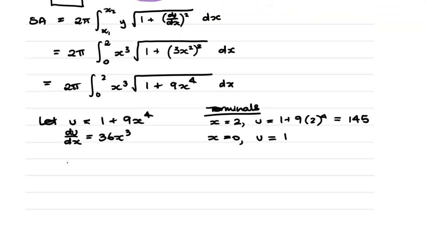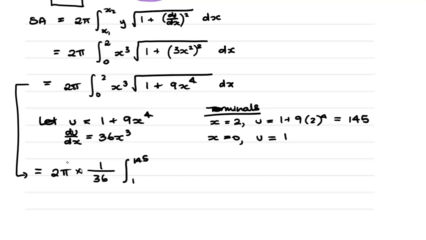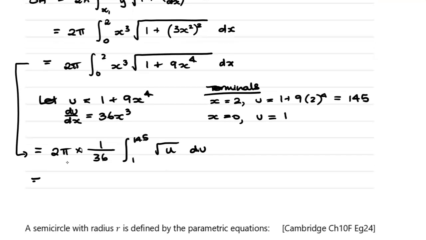Okay, let's put all that together. Because we only had x to the power of 3 inside of that integral, let's put a 2 pi times 1 over 36. Because we know that du dx is 36x cubed, but we only had an x cubed inside of that integral. So then we put this, and we've got 1 to 145. We've got the square root of u, and now du. So neatening this up, outside we're just going to have pi on 18, and we're going from 1 to 145, square root u, du.